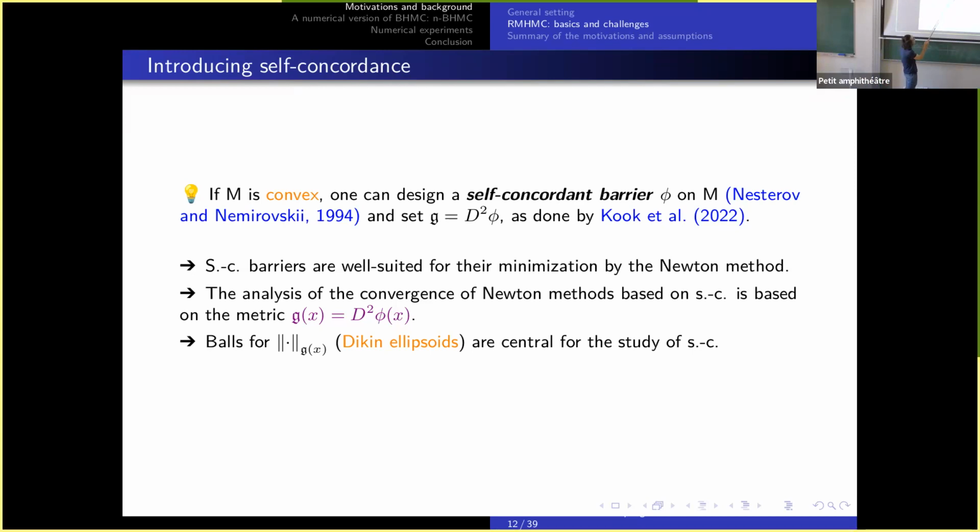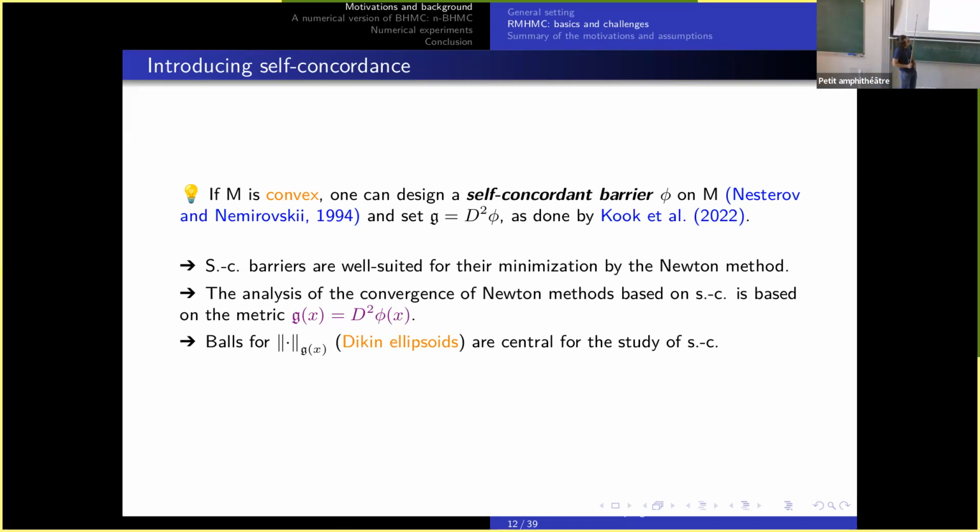Now, let's assume that your constraint is convex. It's a huge supposition, but still, you need to begin with something. I will assume that I have access to some self-concordant function in such a way that I can define my metric G. And under this framework, we can now design an HMC algorithm for which phi is really reversible.